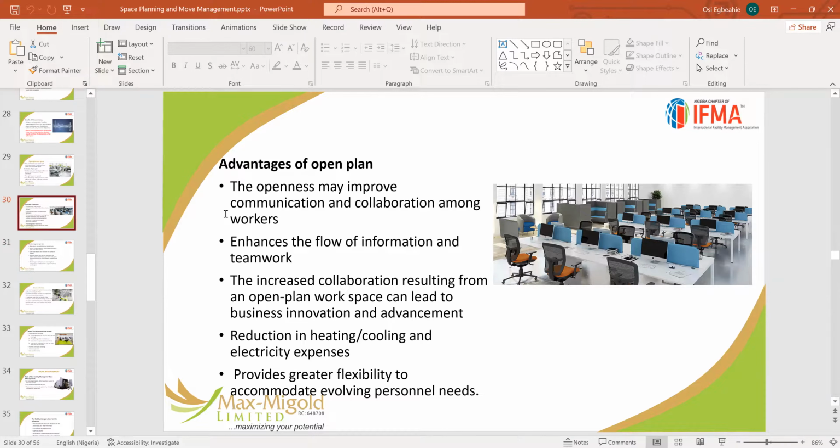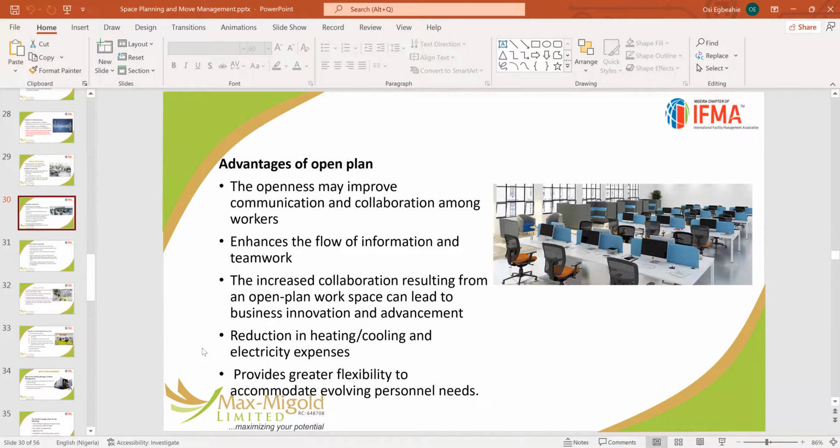The openness may improve communication and collaboration among workers and enable the flow of information amongst team workers. Also, the increase in collaboration from open office workspaces can lead to improved business and also bring a little bit of innovation. A lot of IT offices do that because there are a lot of things they require innovation for.